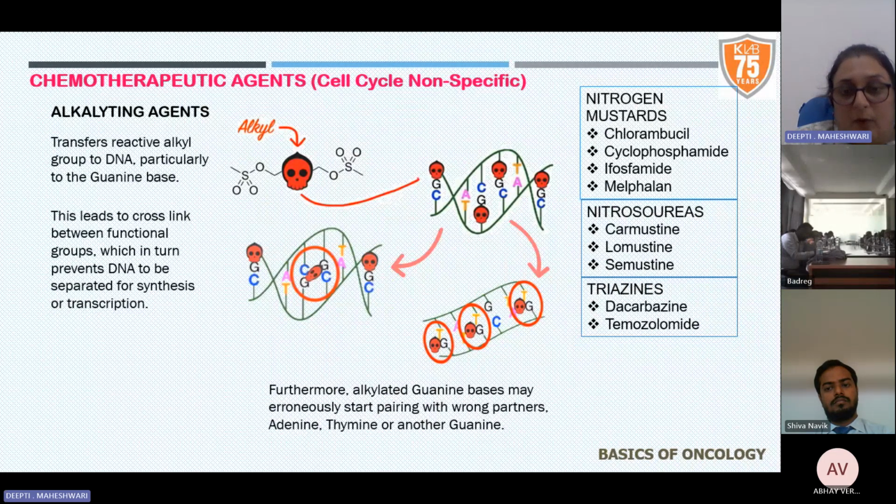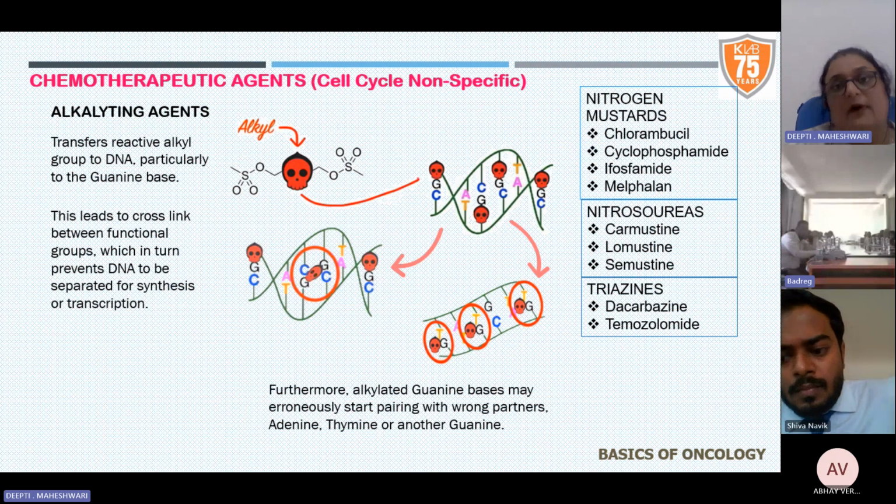The guanine can go and pair itself with adenine or with thymine, whereas guanine has to pair itself with cytosine. If it does not pair itself with cytosine, then obviously right base pairing cannot take place, right? So this is a simple mode of action of chemotherapeutic drugs.